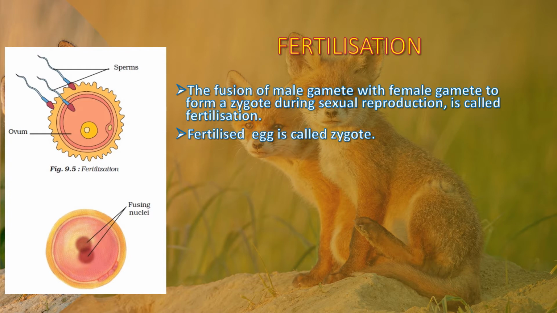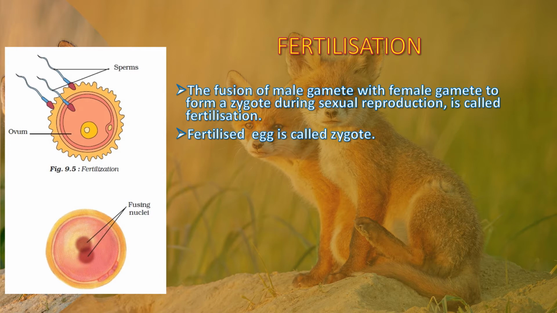The sperm combines with the egg in the oviduct. So fertilization takes place in the oviduct to form a zygote. The zygote or fertilized egg is the beginning of the formation of a new baby or a new individual. And the zygote is single celled.